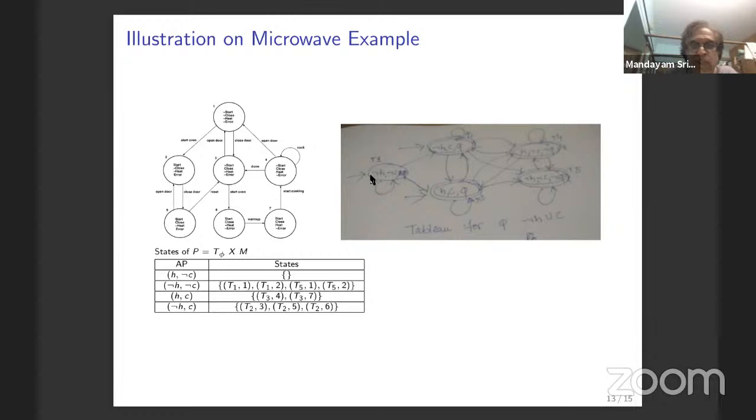Okay, there is T1, not H, not C, and here there is 1 and 2, not H and not C. Those are the only two states. So you will have these 4 states that have not H and not C, both in M as well as in the tableau, as the possible cross product states. And HC, yeah, similarly. So you do that. Okay.